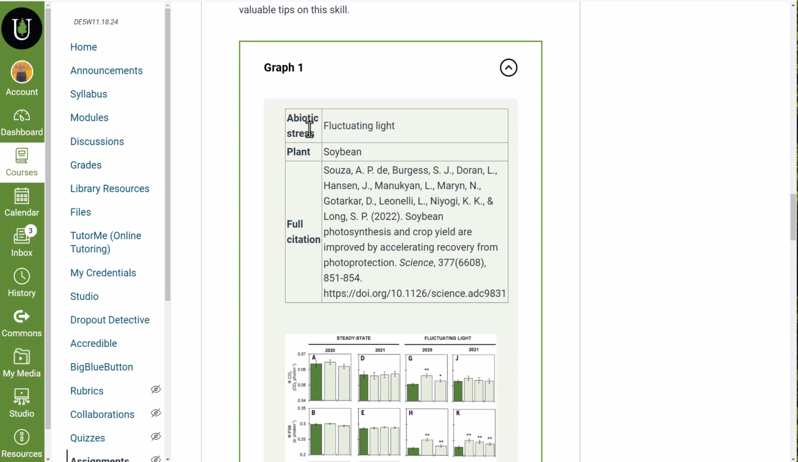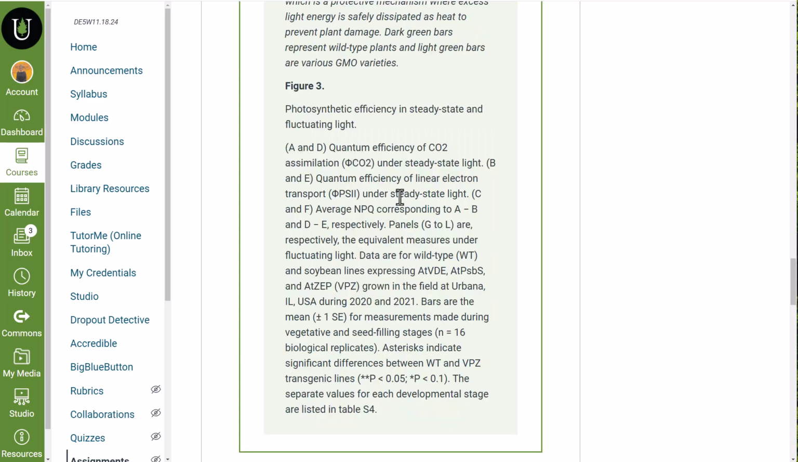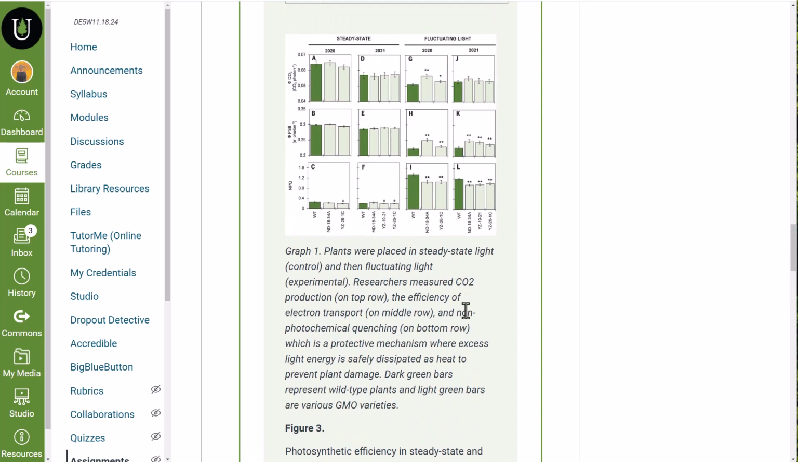It's telling you what the abiotic stress is. If I put a plant under fluctuating light, the question here might be, will a GMO plant do better under fluctuating light compared to a wild type plant? The data that we see down here is comparing that. We see here we're looking at steady state of light, and then we're also looking at fluctuating light. Underneath the figure, you'll see a brief description, and then if you want a more detailed description of it, they give you the link for the paper.